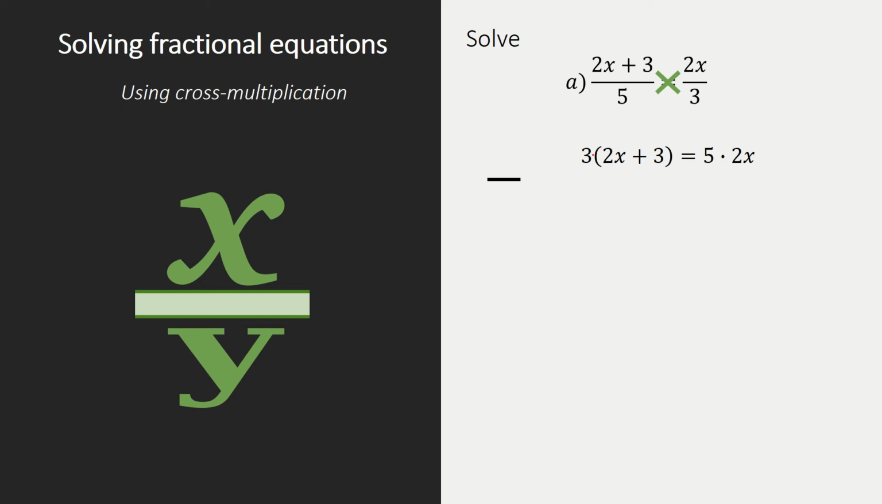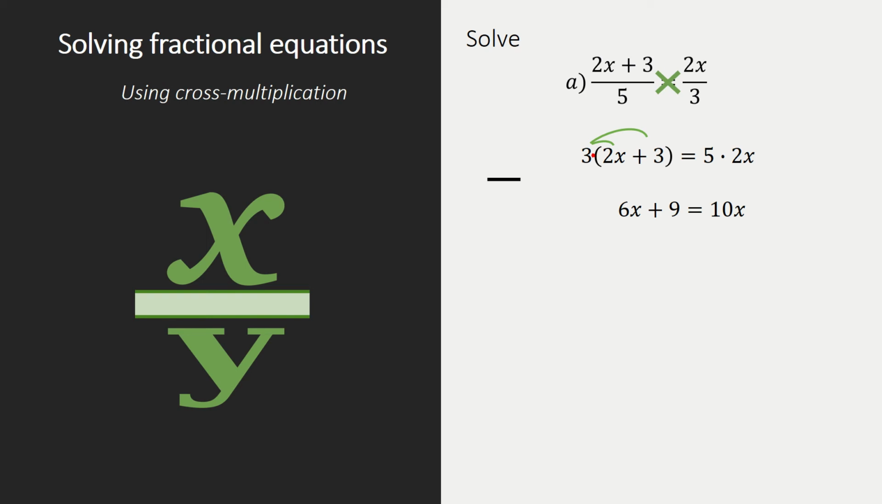You need to use brackets since over here in between the 3 and the 2x plus 3 is a multiplication dot, an invisible one. So please make sure that you put this in between brackets since you want to multiply with 2x plus 3 as a total. Now you're going to multiply out of bracket, so you get 3 times 2x and 3 times 3. You will get 6x plus 9 equals 10x, since 5 times 2x equals 10x.